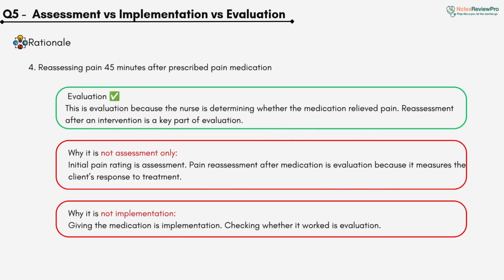Reassessment after an intervention is a key part of evaluation. Giving the pain medication would be implementation, but checking whether the pain medication worked is evaluation. That is the important difference. Initial pain rating is assessment. Pain reassessment after medication is evaluation.